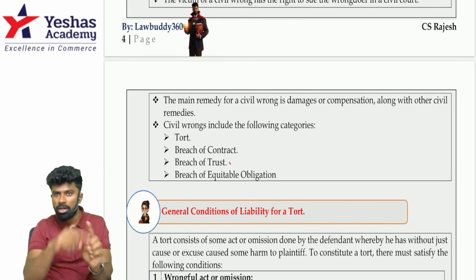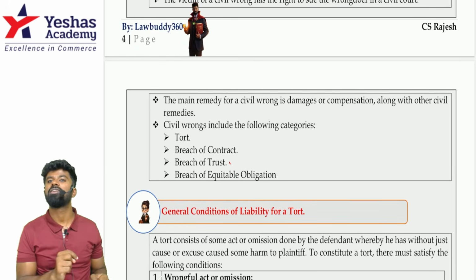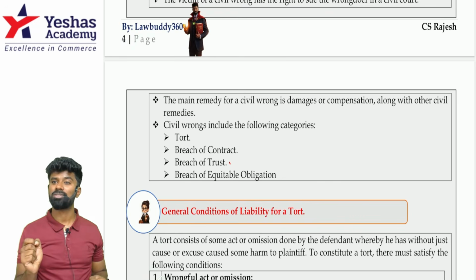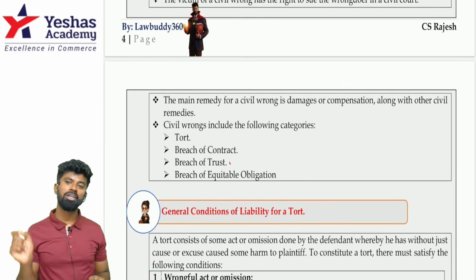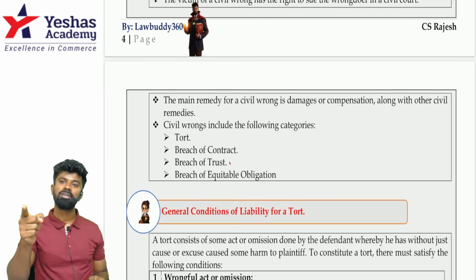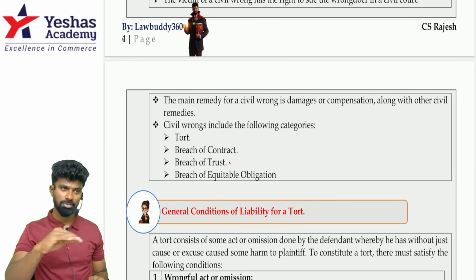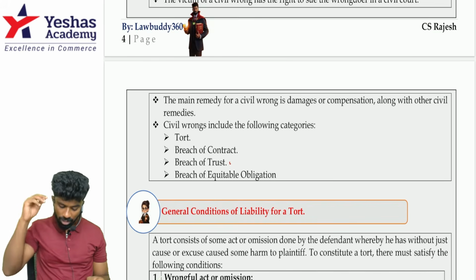Are damage and damages the same or different? Which one is a loss? Which one is a cause of action? Which one is monetary compensation? Damage is the loss; damages is the compensation. Clear with this? Yes or no?